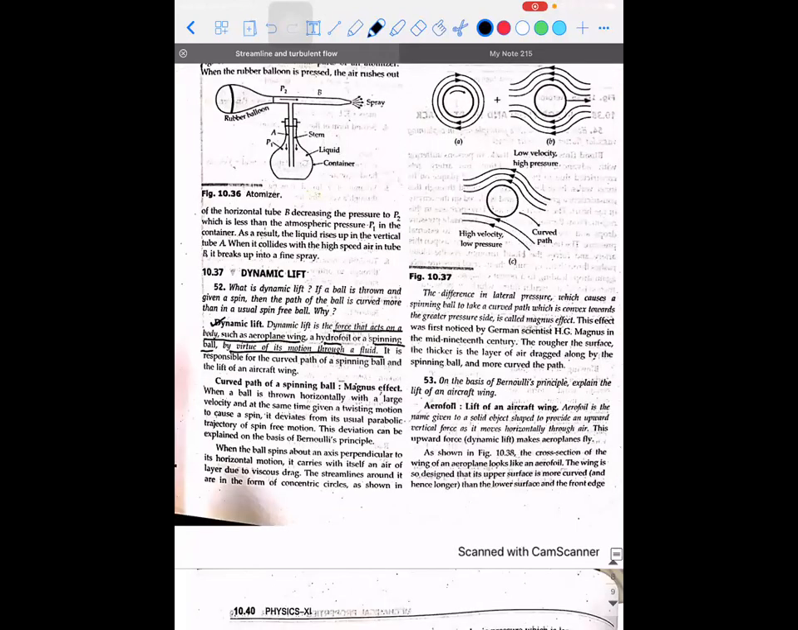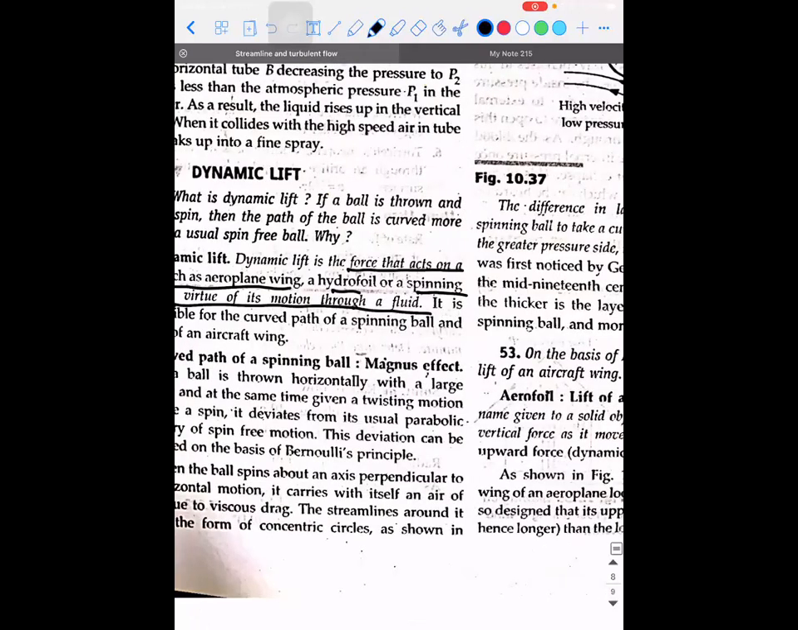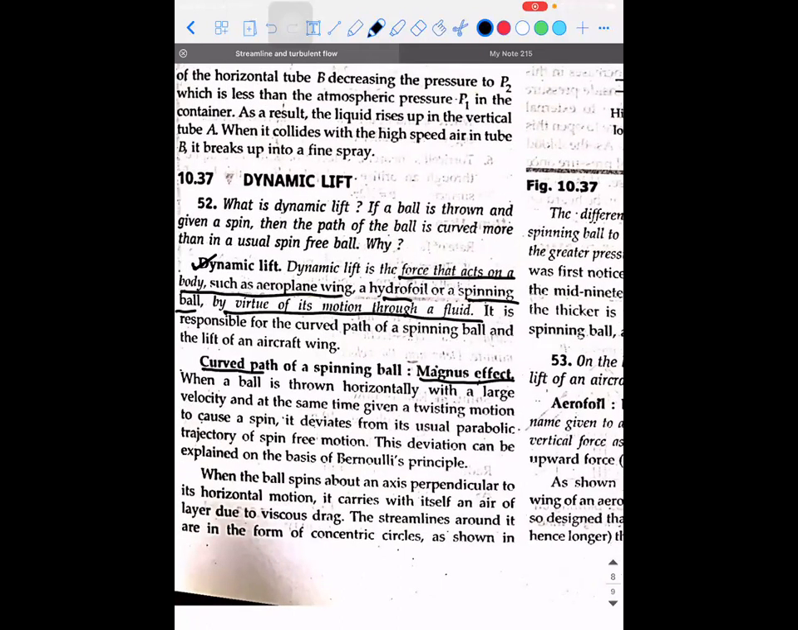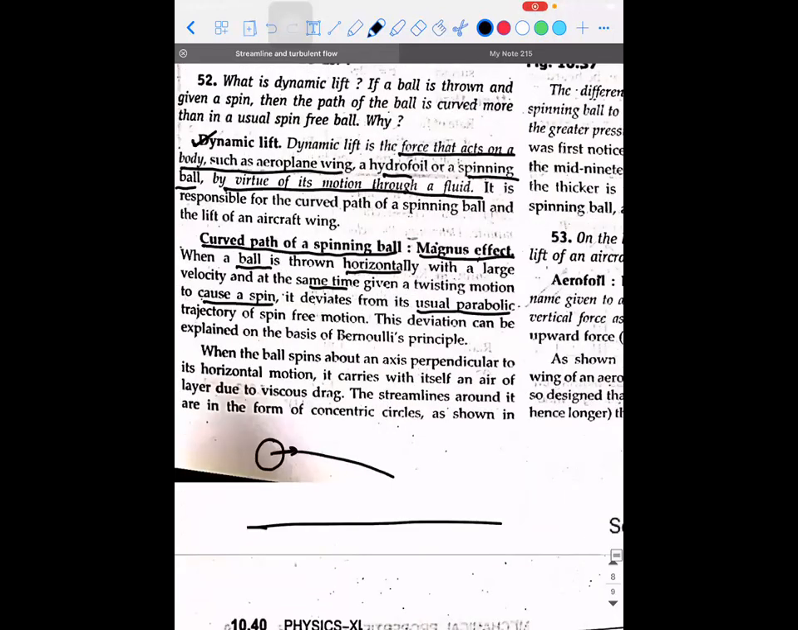Secondly, there is an effect called the Magnus effect. Okay. So let me read this out. Generally, the Magnus effect speaks about why a ball spins. So when a ball is thrown horizontally with large velocity and at the same time given a twisting motion to cause a spin, it deviates from its usual parabolic path. Means if I throw the ball horizontally, what will happen? It will go and hit the floor and bounce back.